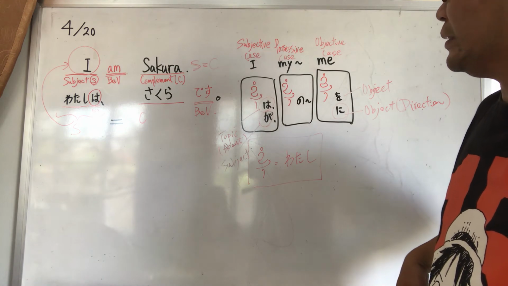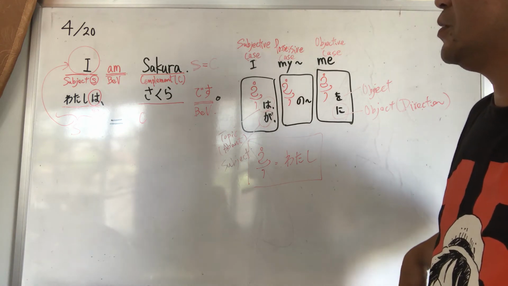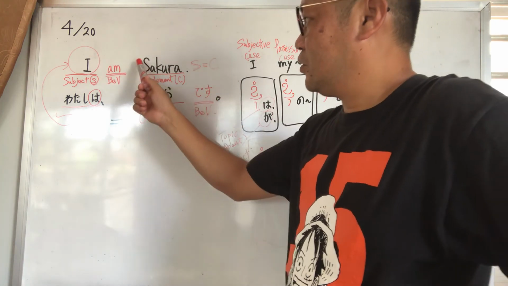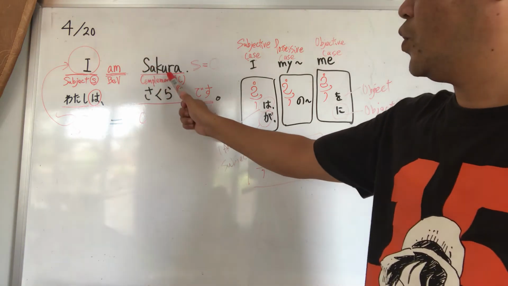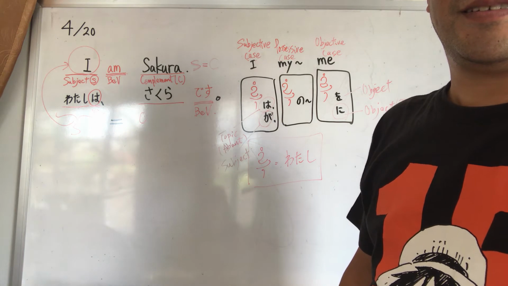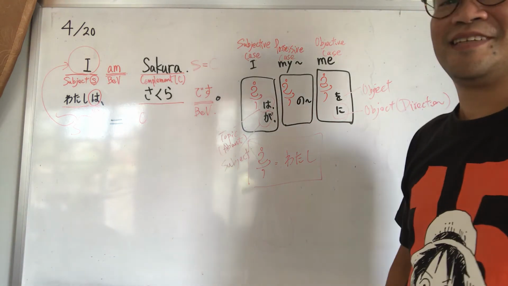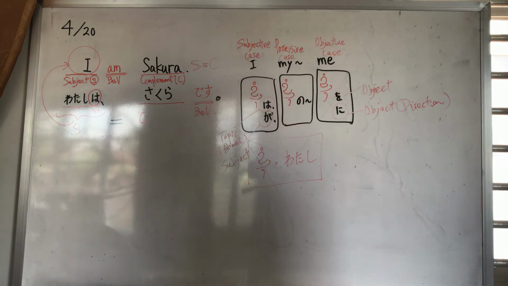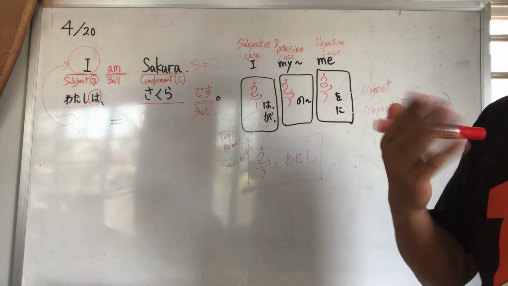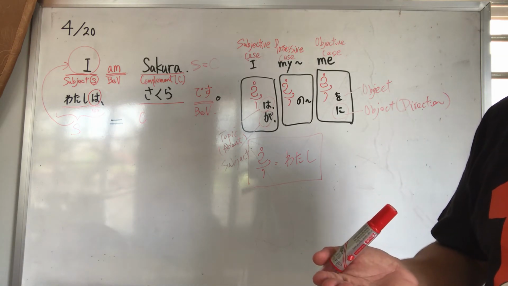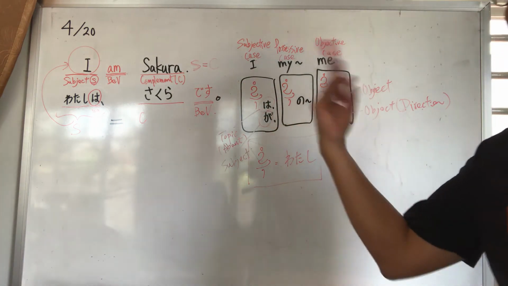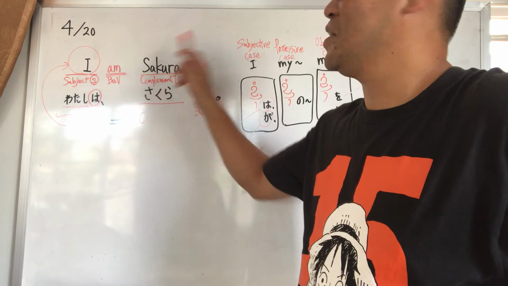Okay, let's continue. I am Sakura. But you can change the word. I am a student. Can you find that word, student? Don't forget long vowels. So, very good. Gakusei. Please translate into Japanese: I am a student.